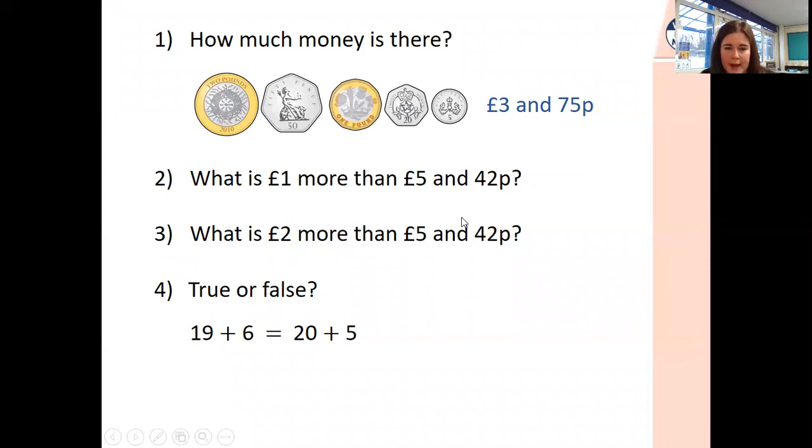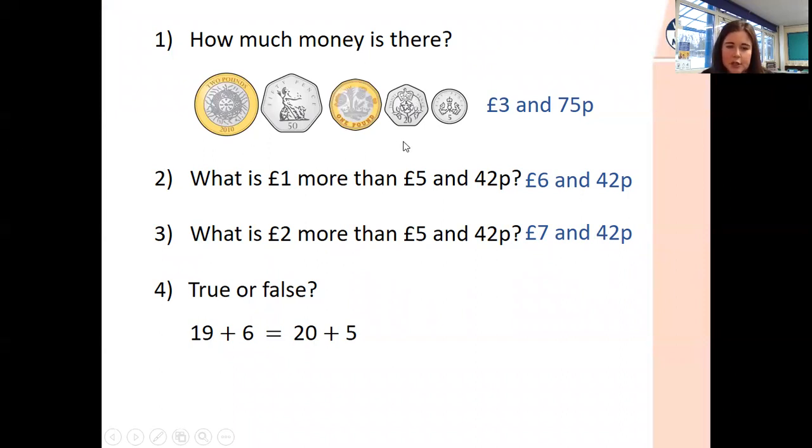Question 2, what is £1 more than £5.42p? £1 more will be £6.42p. We weren't adding any pence, so the pence will stay the same. Similar to question 3, what is £2 more than £5.42p? We're not adding any pence, so we will still have 42 pence, but this time it will be £7.42p.